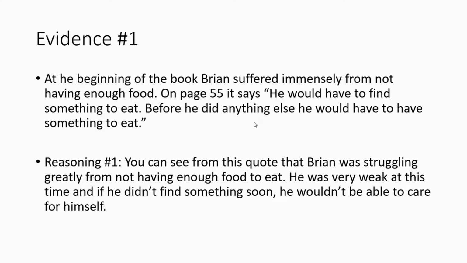My first evidence is from the book, and it says, at the beginning of the book, Brian suffered immensely from not having enough food. On page 55, it says he would have to find something to eat before he did anything else. He would have to find something to eat. Okay? And how do I explain this one? Imagine this is my step-by-step process. I find evidence, and then I jot down some notes. And then I'm going to write a paragraph after that, maybe a combination of these two things.